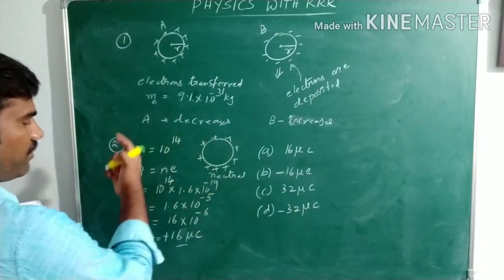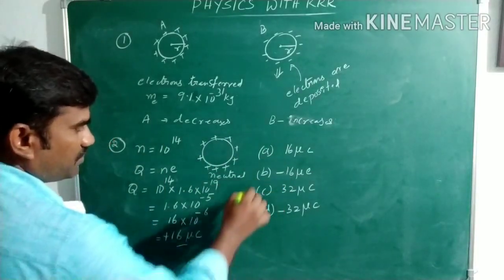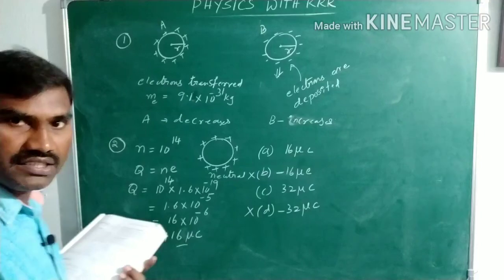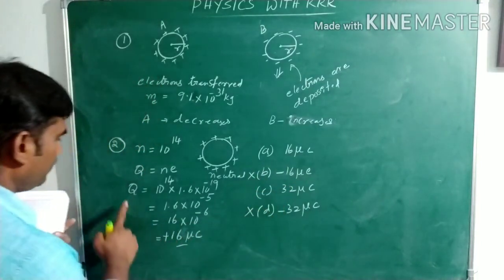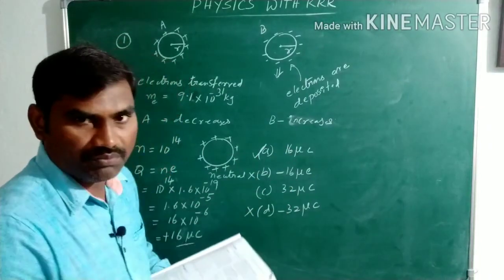When electrons are removed from a body, it becomes positive. That means either A or C. So there is no possibility of options B and D. We have calculated from the quantization condition that this is 16 microcoulomb.